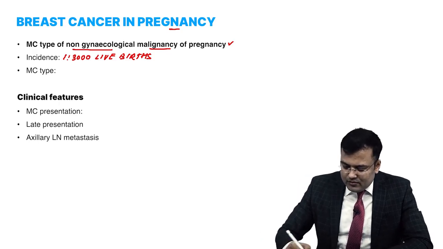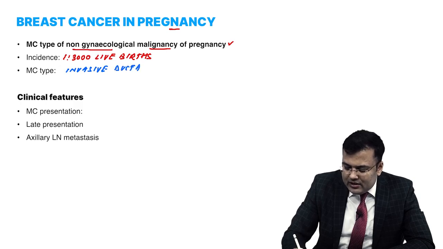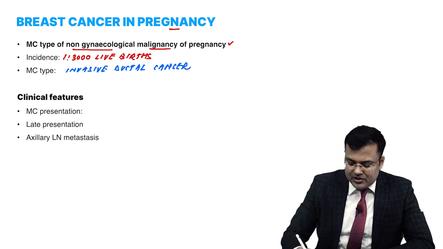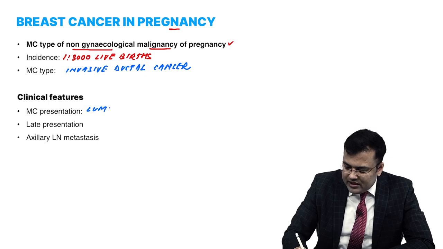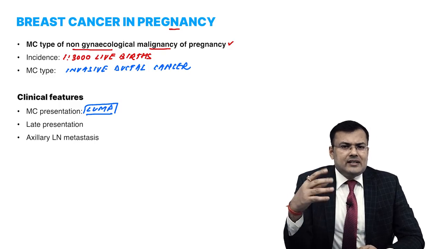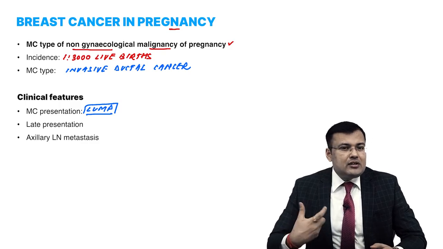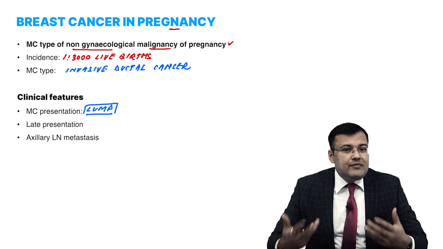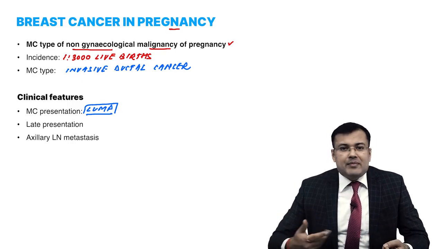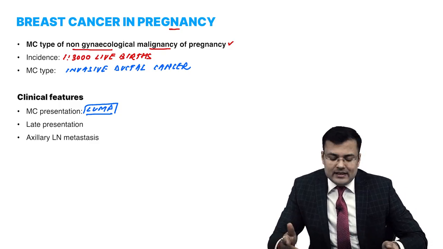So see the important points. Here also, what is the most common type? This is invasive ductal cancer. And just like non-pregnant patients, here also most common presentation is breast lump, right? What is the problem in pregnancy? See, in pregnancy there are pregnancy induced changes in the breast. But imagine patient is going to develop the breast cancer. Patient is confused whether these changes are because of pregnancy or because of tumor. That's why there is late presentation.